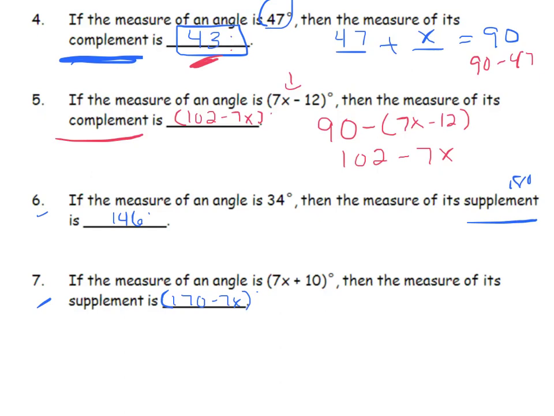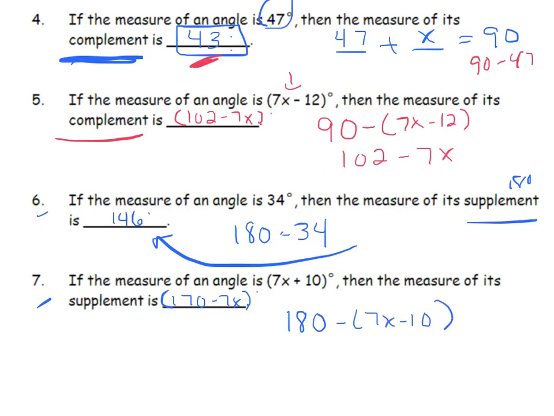All right, so in this first one, if we take 180, subtract what we have, the 34, we get its supplement, which is 146. In the last one, if I take 180, subtract what we have, the 7x minus 10, I end up getting 170 minus 7x. Remember, you guys, don't freak out about this x. It's okay to have that in your answer.